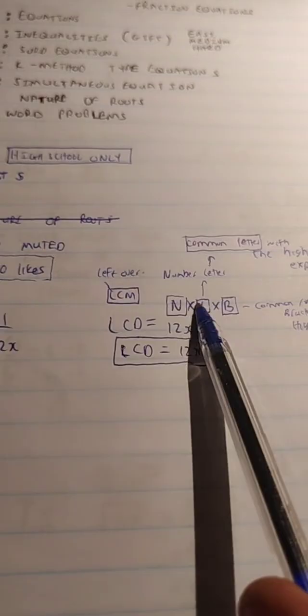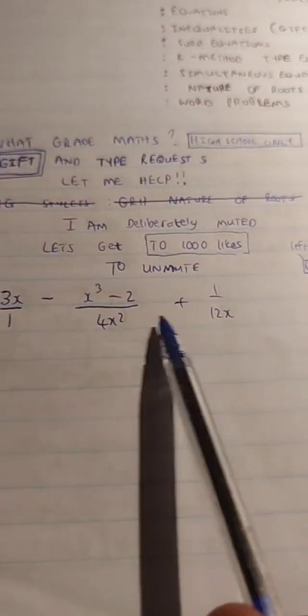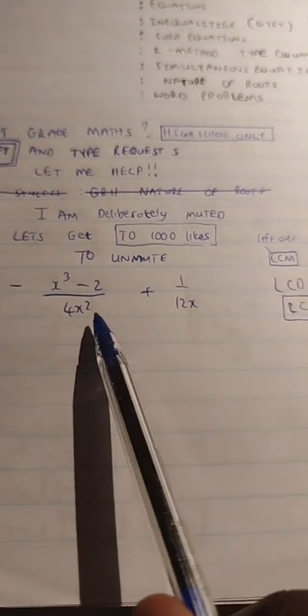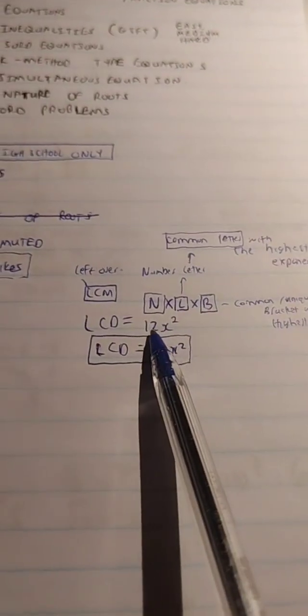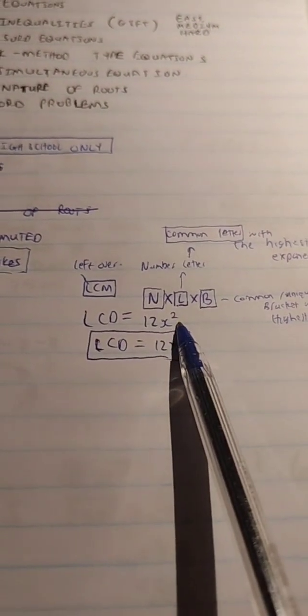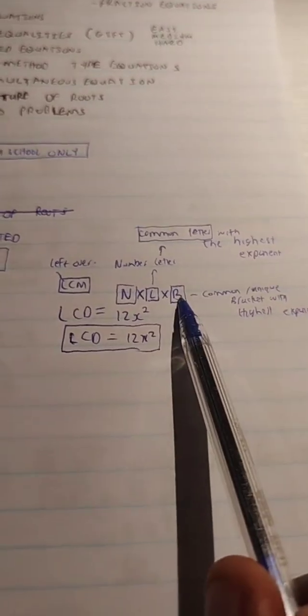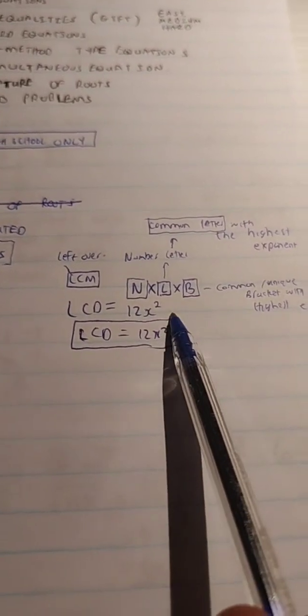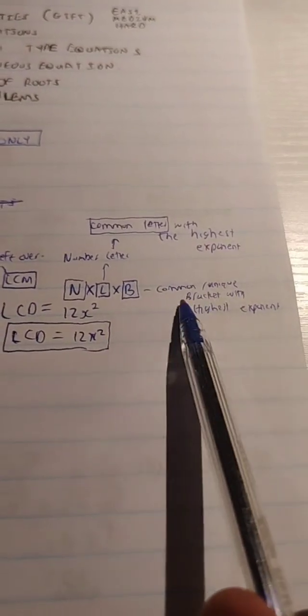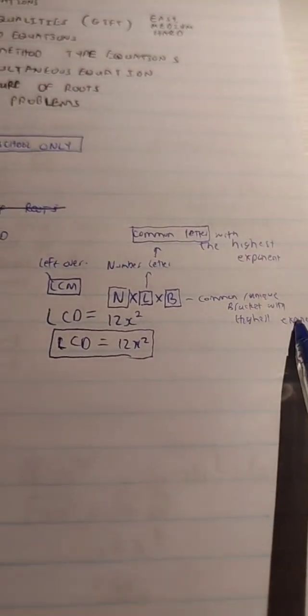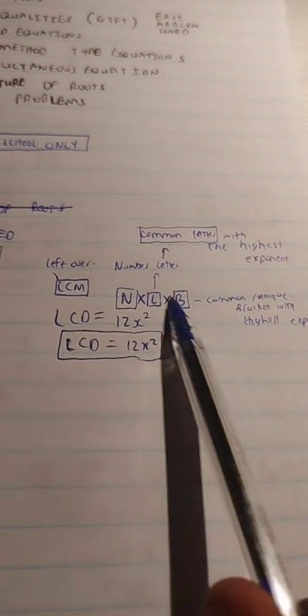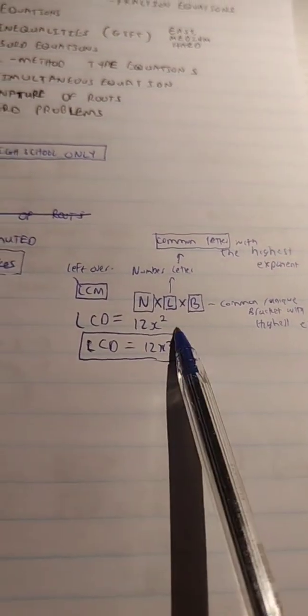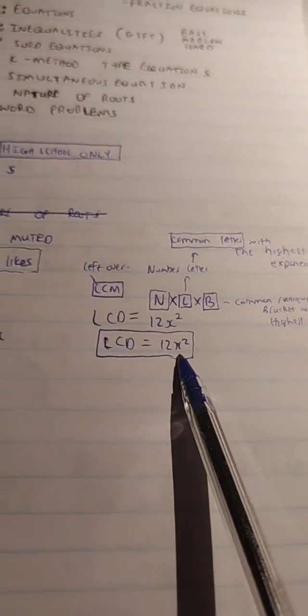We then identify the lowest common multiple letter between x squared and x. We choose the common letter with the highest exponent. So that means we multiply the 12 with x squared. Then if we had a common multiple bracket, we would also write that down. We identify the common or unique bracket with the highest exponent, and we include it in the product if we had one, but we don't. So we know that the LCD is 12x squared.